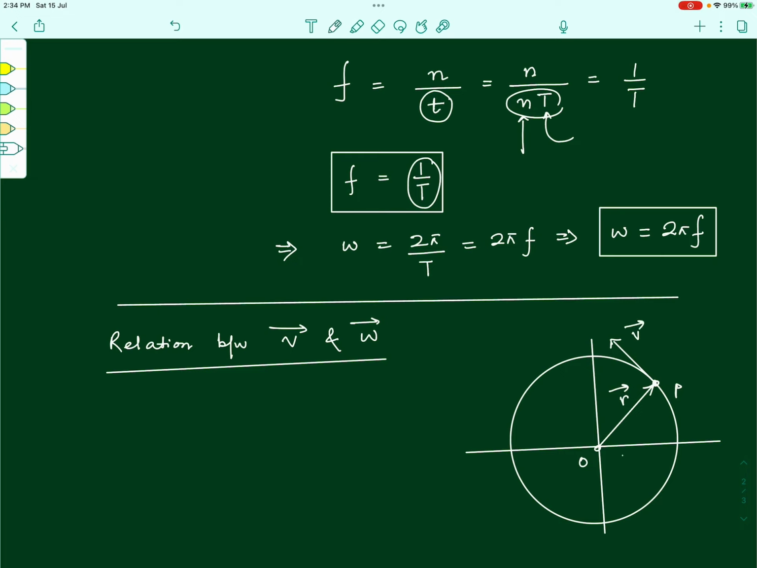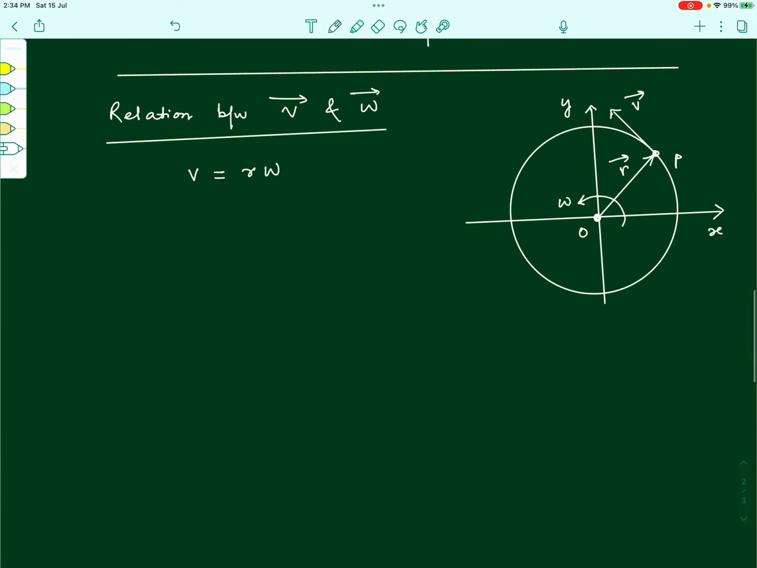And omega in this case, which we show as an anti-clockwise vector, its actual direction is along the z axis. If I take this as the x axis and this as the y axis, then perpendicular to the xy plane, along the z axis, in the upward direction, perpendicular to the plane of the screen, will be the direction of omega. So, how do we already know that v and omega are related? Magnitude wise they are related with v is equal to r omega. But what is the relation between the vector v and vector omega? There is another relation that we study here, which is vector v is equal to omega cross vector r.